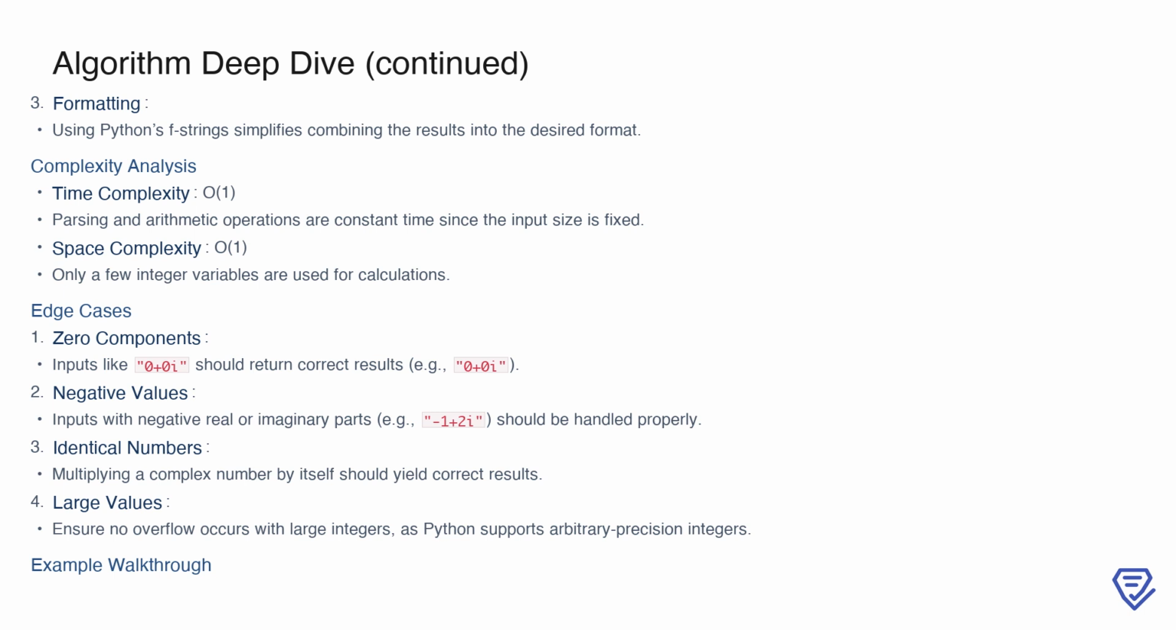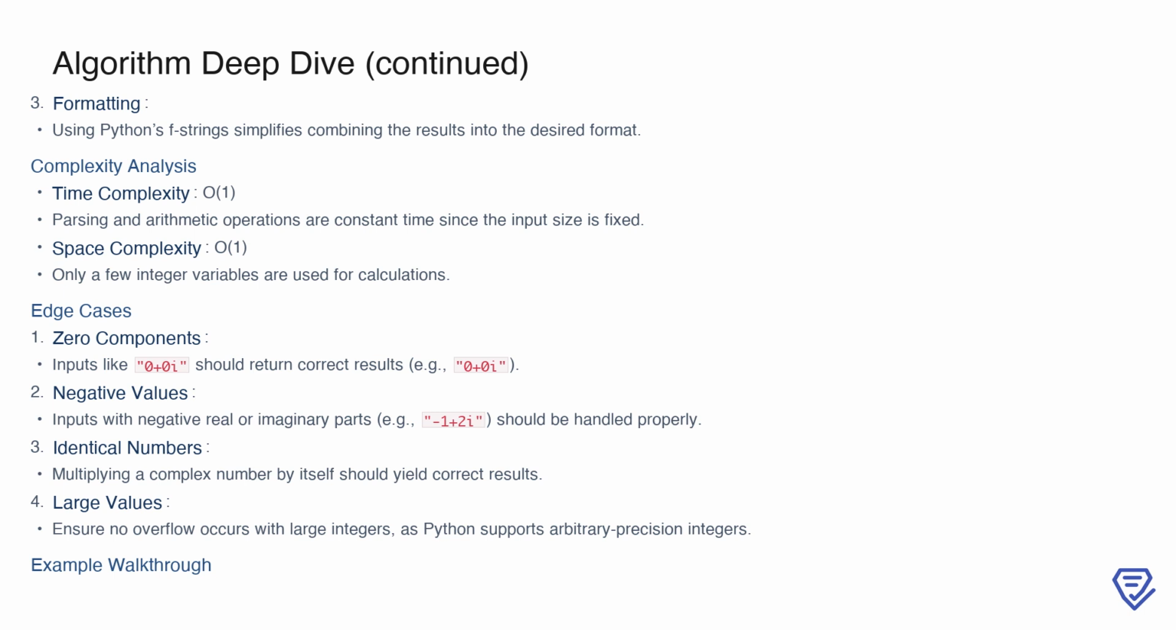For time complexity, all parsing and arithmetic operations occur in constant time since the input strings have a fixed length. This gives us a time complexity of O(1). Space complexity is also O(1), because only a few integer variables are used for calculations, and no additional data structures are required. It's important to consider edge cases.